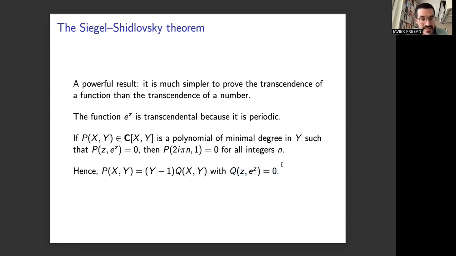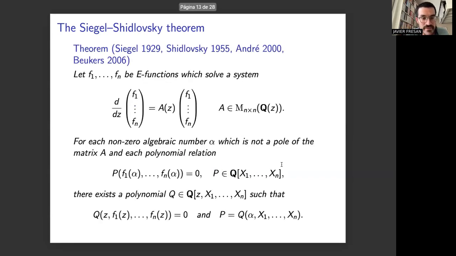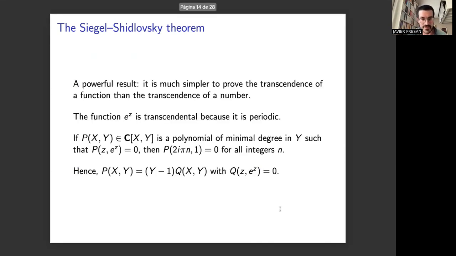And the Hermite-Lindemann theorem we started with is the particular case where the functions f_i are exponentials of alpha_i times z. So in this case, the matrix A is just a diagonal matrix with alpha_1, alpha_2 on the diagonal. And it's easy to see that all relations between the functions come from Q-linear relations between the exponents. So it's really a generalization.